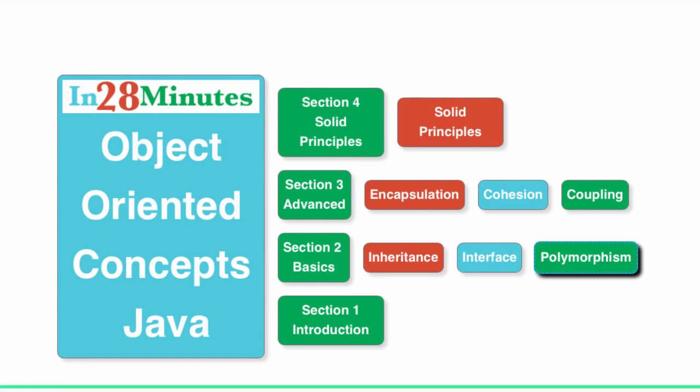Until now, we looked at all the important concepts in object-oriented programming like inheritance, interface, polymorphism, encapsulation, cohesion, and coupling. In this section, we would move to solid principles. Solid principles are kind of tricky thing to introduce at an earlier stage.